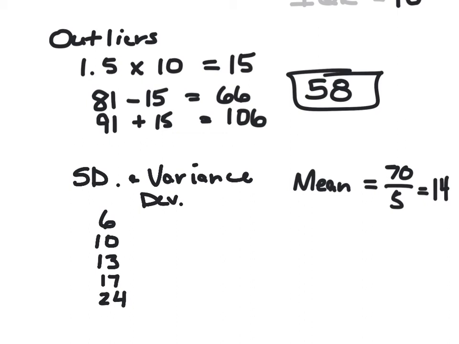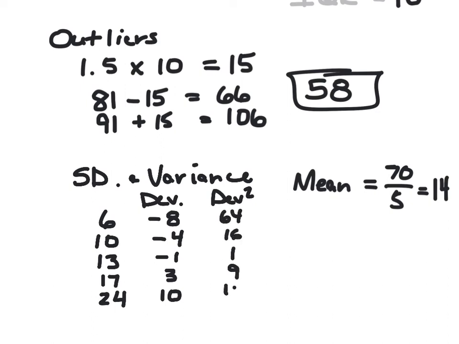Then our deviation column is how far each of these are from the mean. So 6 is 8 below, 10 would be 4 below, 13 is 1 below the mean. 17 is 3 above, and 24 is 10 above. The third column is the deviation squared. I'm going to square all of those deviations and total that column, which I believe is 190.